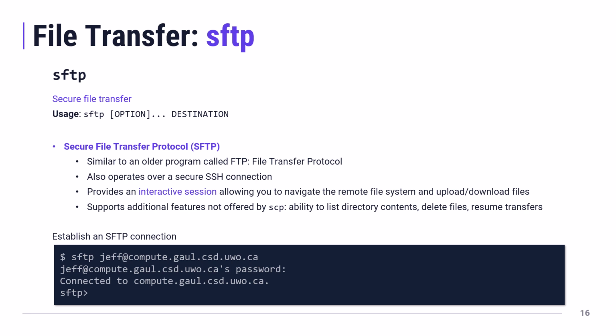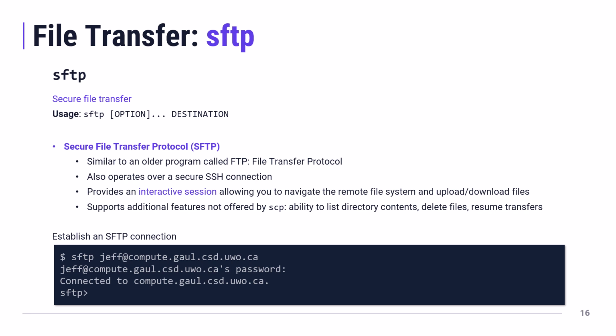SCP was a non-interactive copy. SFTP allows us to connect to the server. We can CD around the file system. We can make directories, delete directories, rename files. We can upload and download multiple files. So it very much provides an interactive session, much like when you SSH into a server and you execute commands at the shell. It also supports a whole number of features that are not offered by SCP.